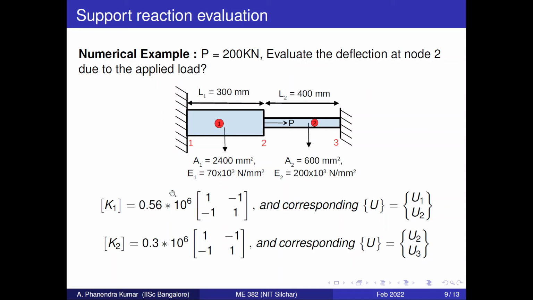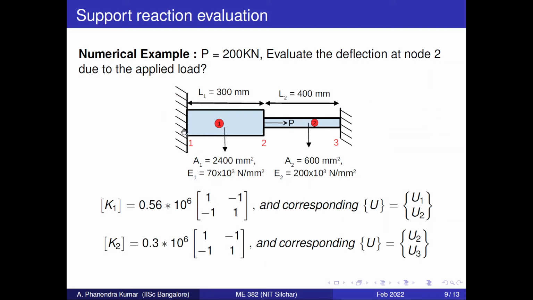This will be AE by L, A1 E1 by L1. I have told you previously, right? The areas and lengths might be different in some cases. We can't take AE by L as the same for all the stiffnesses. You need to be careful while calculating the stiffness matrix because the AE by L terms will be different for different members. So here you can see one of the examples where the different members have different AE by L ratios, which changes the whole stiffness matrix.